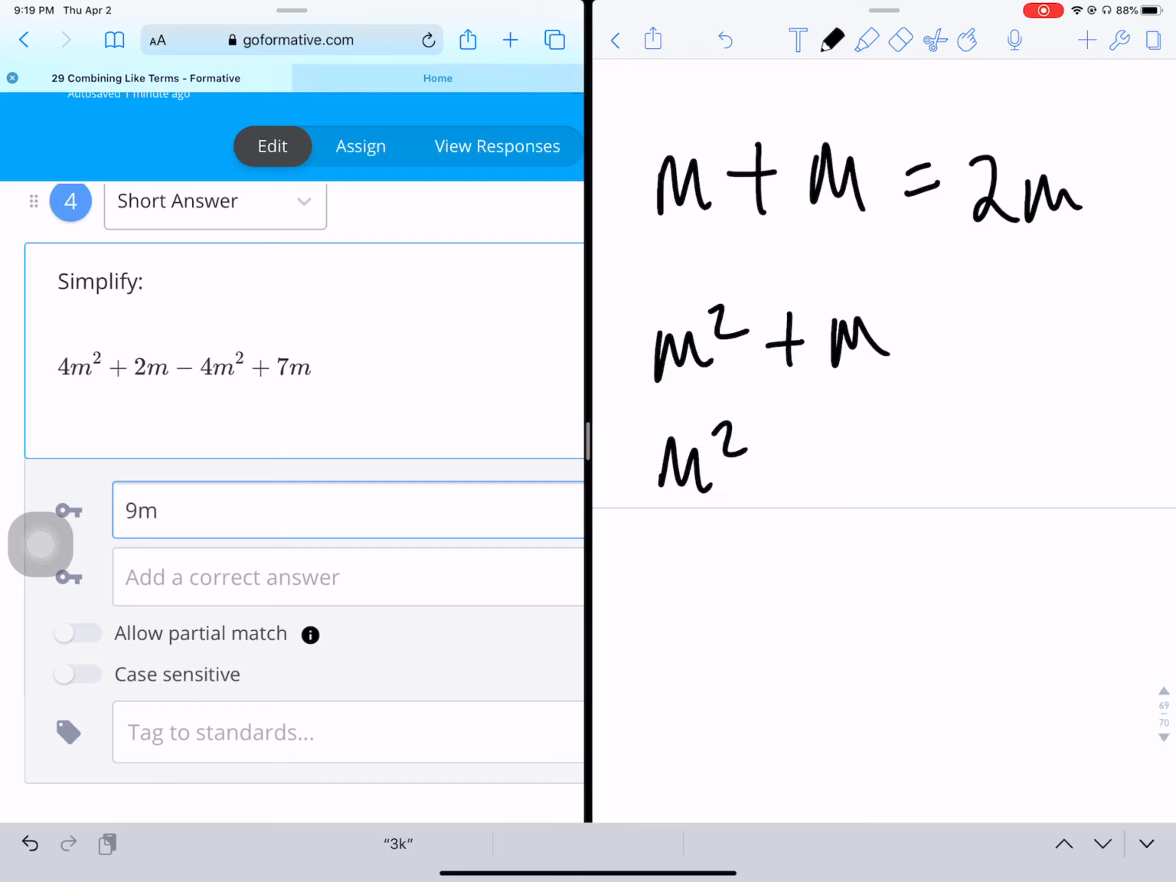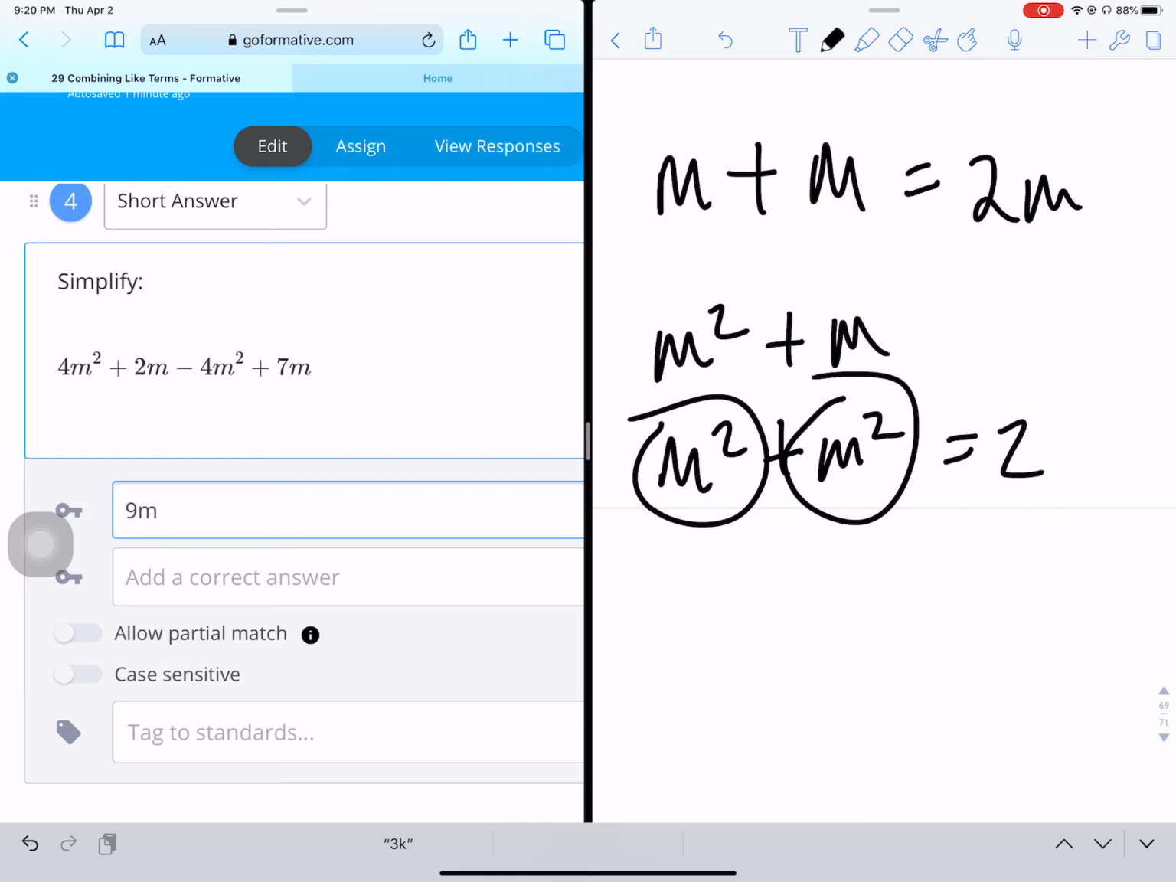Can I do M squared plus M squared? Yeah, you have one M squared here and another M squared there. So that would be 2M squared because you have two of them. So yes, we can do M squared plus M squared. We can do M plus M, but we can't do M squared plus M. And that is what gets people all the time on this.